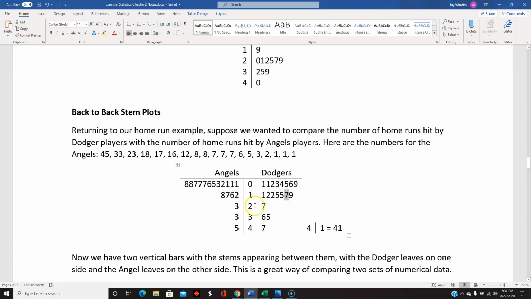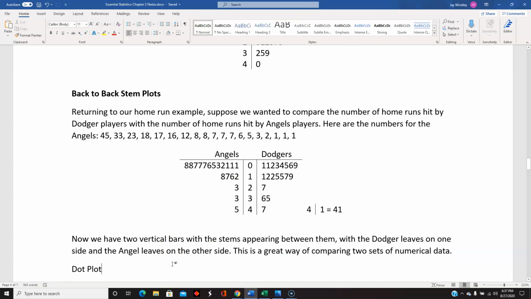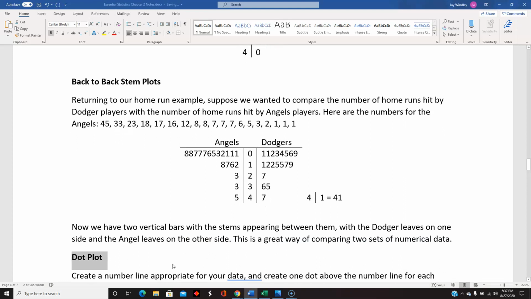So this 3 and this 2, don't read that as 32. You read the stem first, so that's 23. It's a great way of comparing two sets of data.